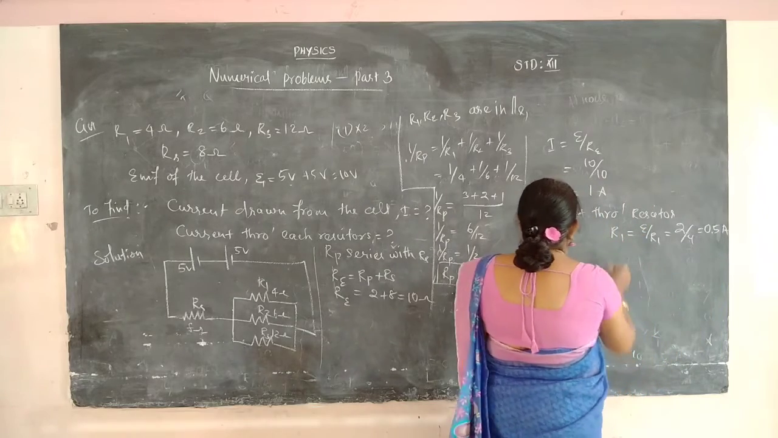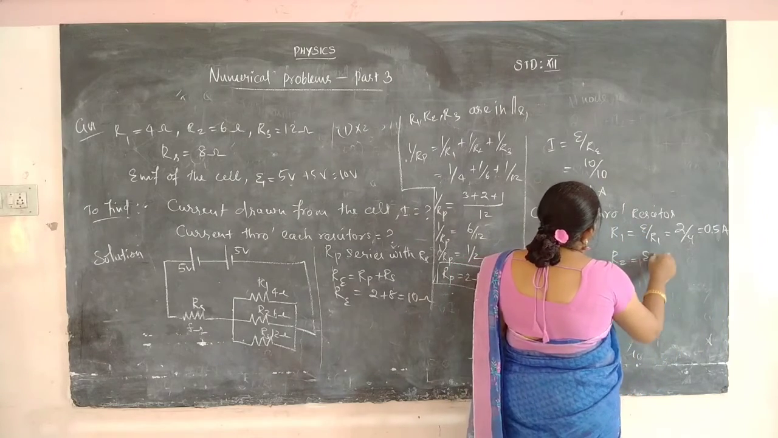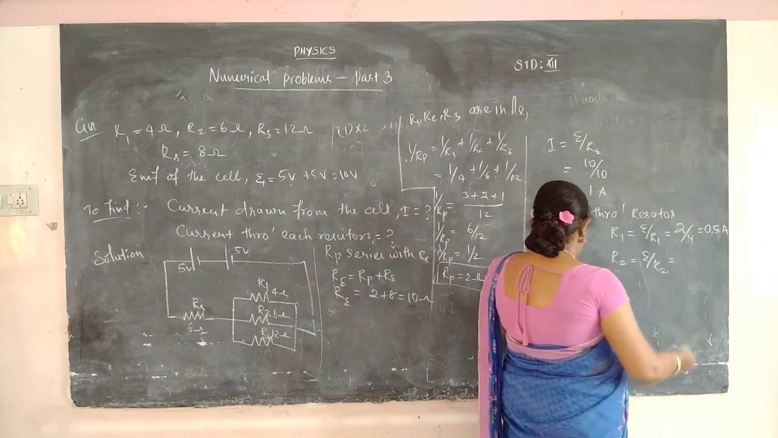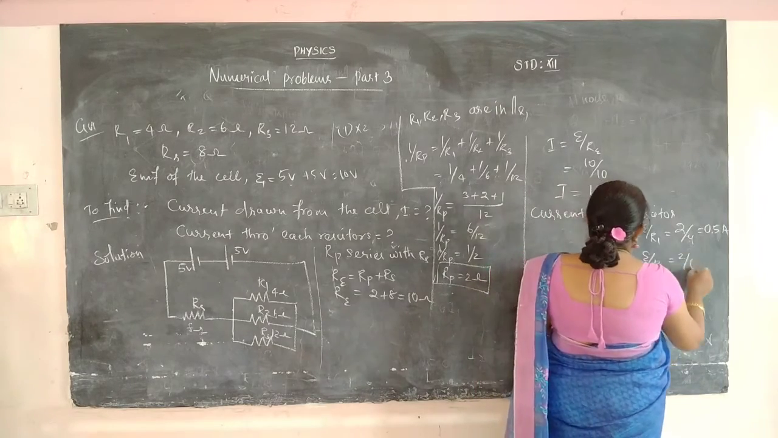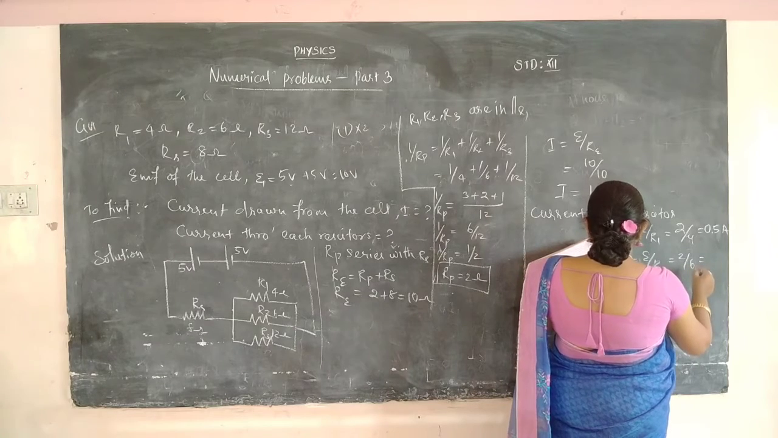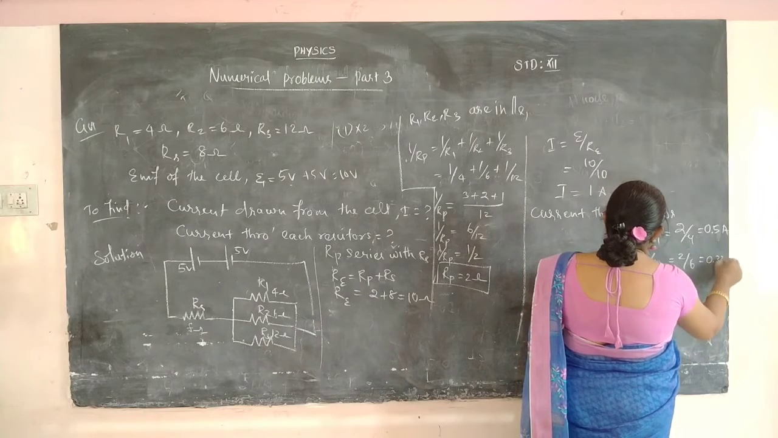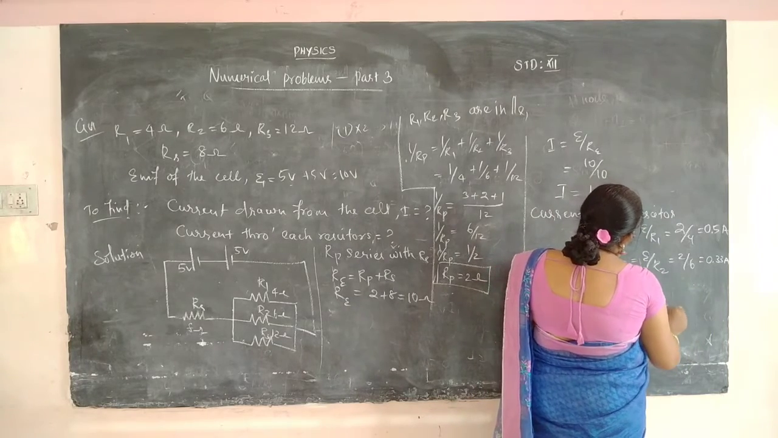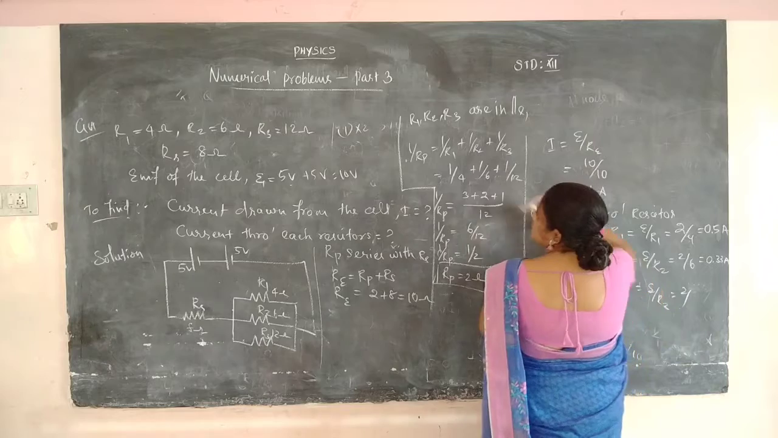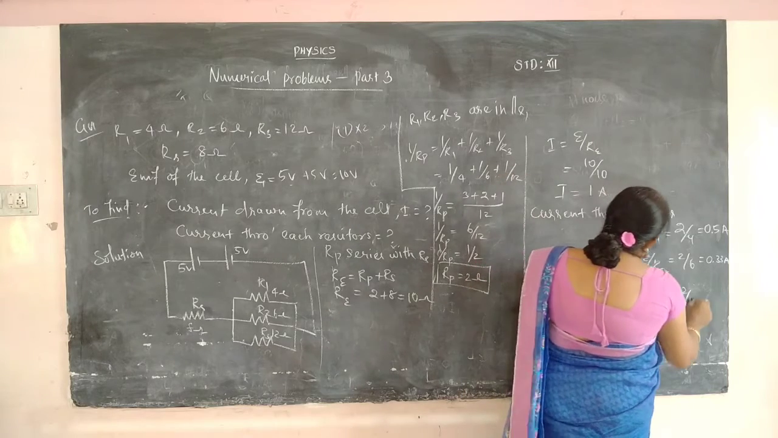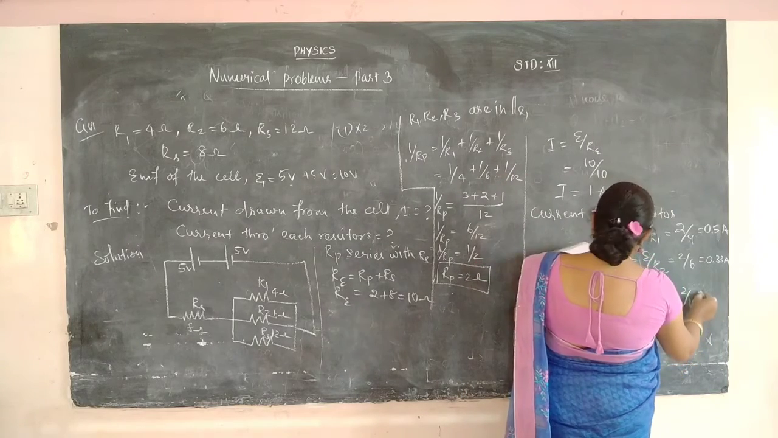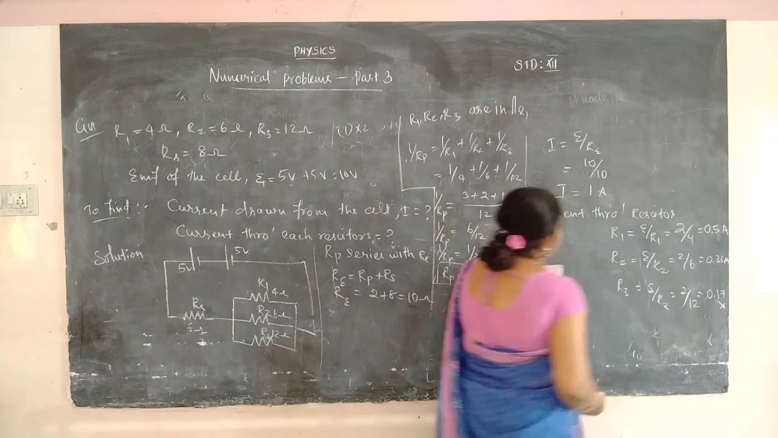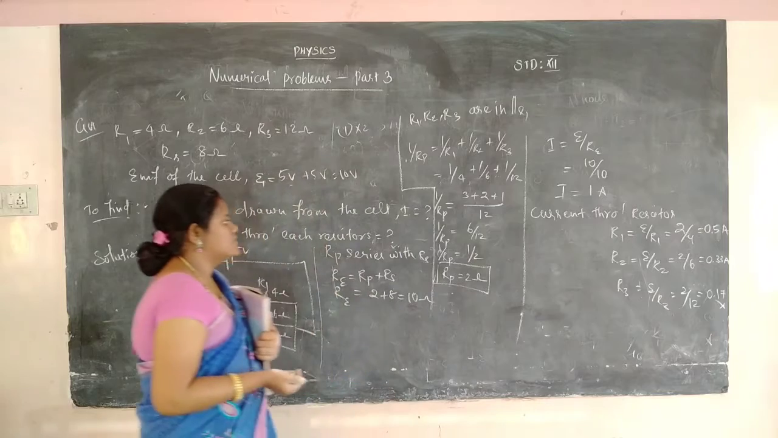Okay, then R2: psi by R2 is equal to 2 by 6, which is equal to 1 by 3. 1 by 3 is 0.33 ampere. And then R3 is equal to psi by R3, which is 2 by the third resistance, 12. So 2 by 12 is 1 by 6. 1 by 6 is 0.17 ampere. Okay, so this is the current flowing in each resistor.